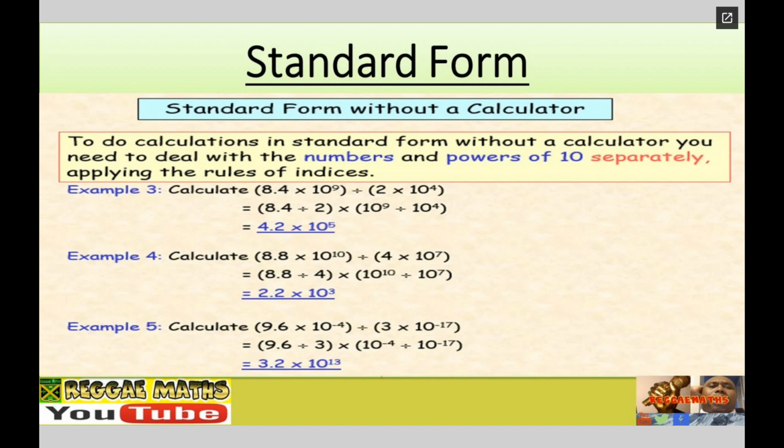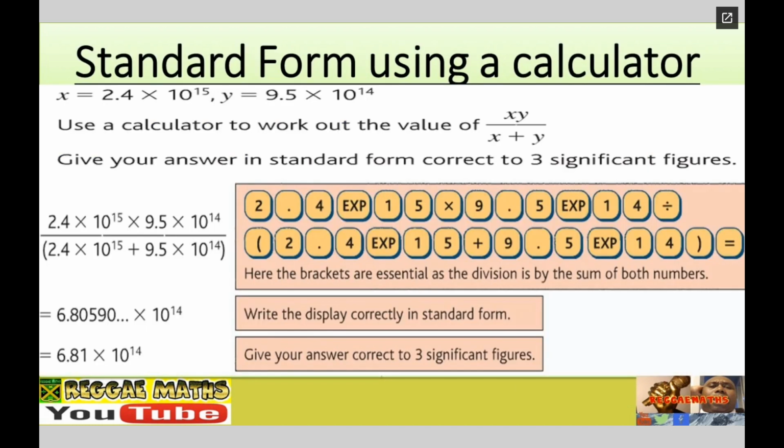These are some more examples for you to look at, which are much more presentable. Go through these step by step. Okay, using a calculator. Use a calculator to work out the value of x y divided by x plus y. Give your answer in standard form, correct to 3 significant figures. Use your calculator, use the second function, EXP, and follow this process exactly as it says here, and see if you get the answer here. This is to give you a clearer idea on how to use a calculator.